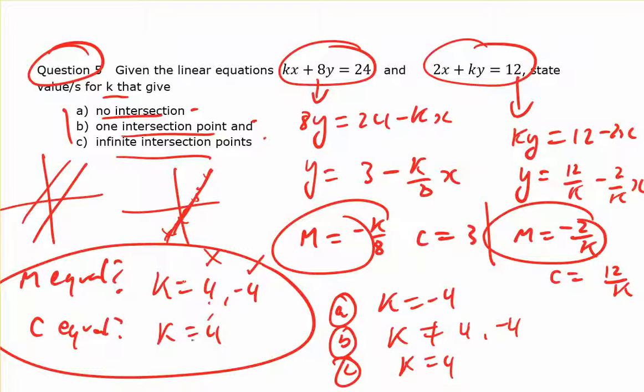If you want the gradients and the y-intercepts to both be equal, then k must equal 4. If you want only the gradient to be equal but not the y-intercept, k must be negative 4. If you want them to intersect once, then it can't have an equal gradient at all, so k has to be not 4 or negative 4. So I hope that helps.